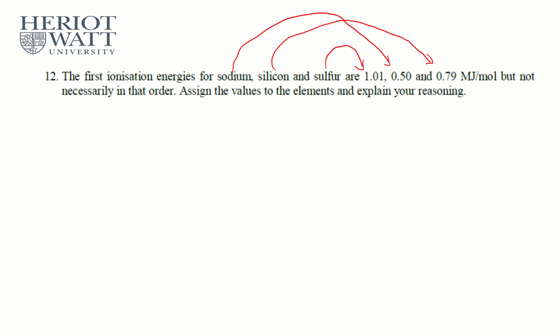Once you have assigned, explain, like I explained just now: moving across a period from sodium to sulfur through silicon, core charge increases, shielding effect remains relatively constant.